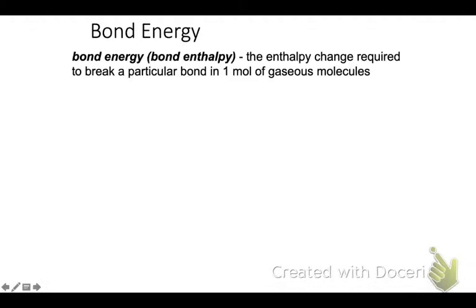Bond energy, or heat of the bond, enthalpy, is the enthalpy change required to break a particular bond in 1 mole of the gaseous molecule. So how much energy is it going to take to break that covalent bond in 1 mole of a gaseous molecule?